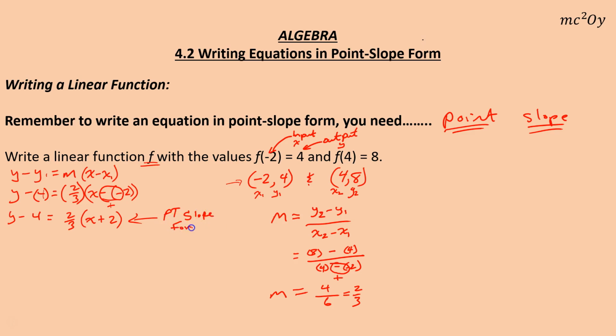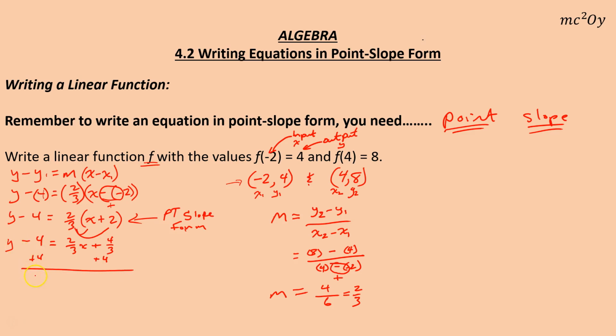So if we need to leave it in point-slope form, there we've got it. If we're going to change it to slope-intercept form, we're going to distribute that 2/3. So we get y minus 4 is equal to 2/3 x, and 2/3 times 2 is 4/3, so plus 4/3. And then we're going to move that 4 over by adding 4 to both sides, so we get y. So I'll move that over there. So we got plus 4 here, right?